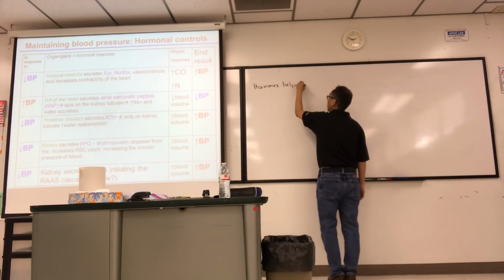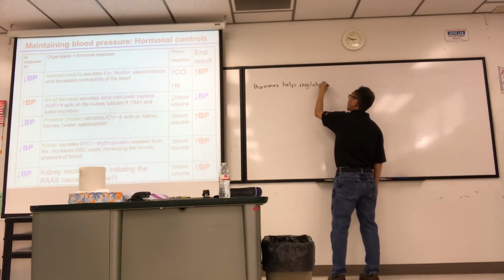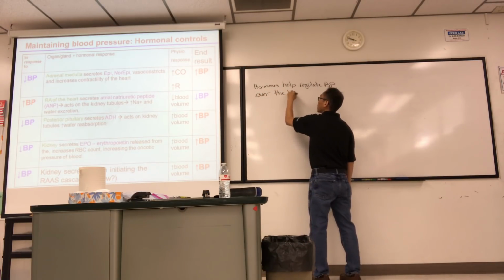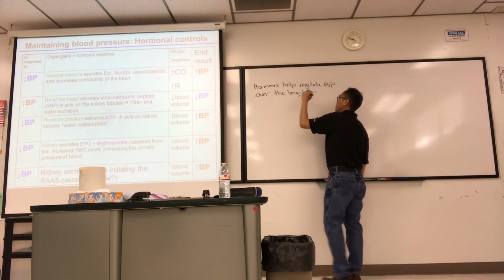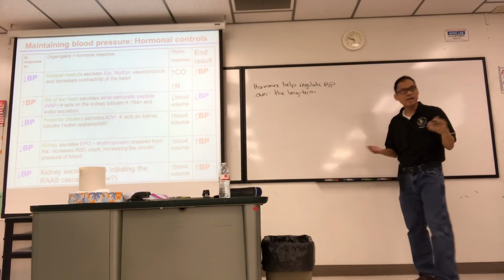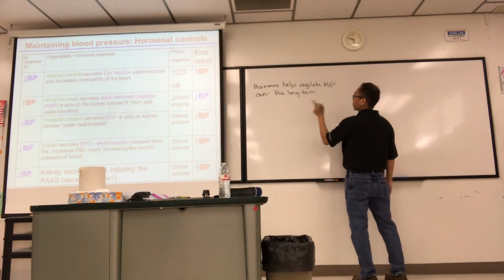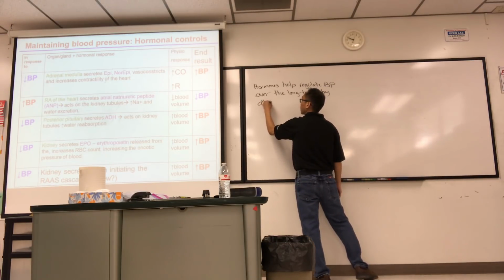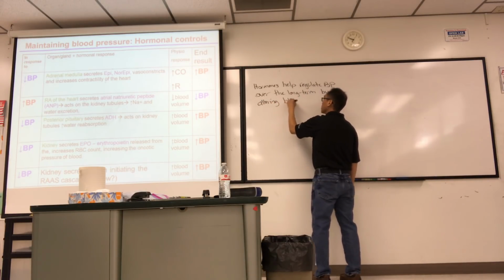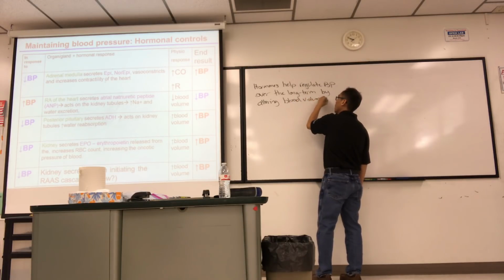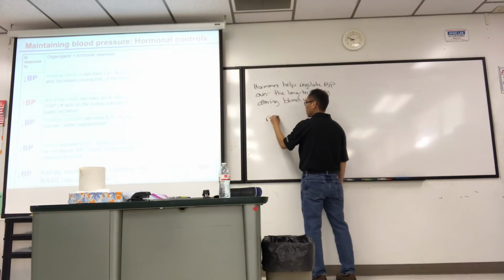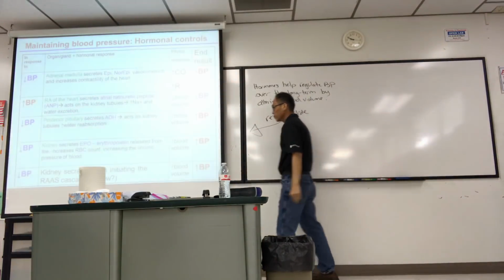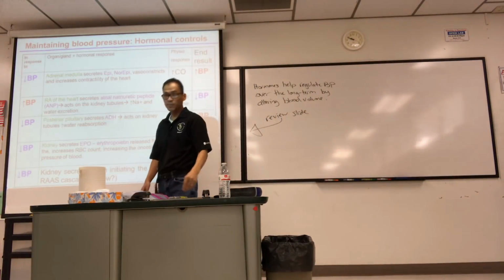I'm writing: hormones help regulate BP over the long term. Long term in this context means hours, days. Over the long term, by altering blood volume. Review slide, and in turn review whatever you got in your previous notes from that chapter, or just go to the book.